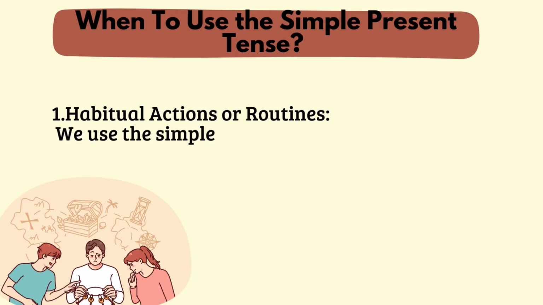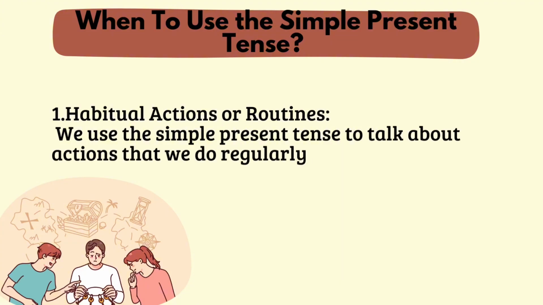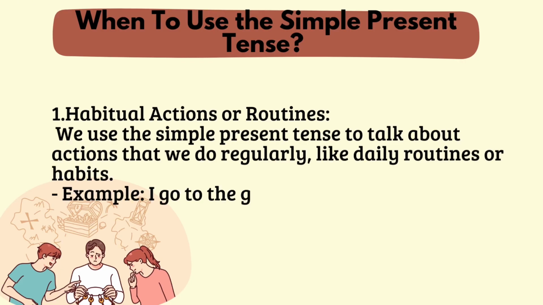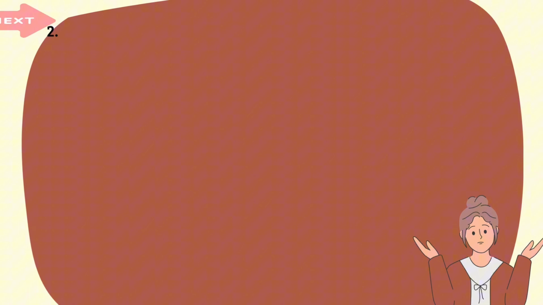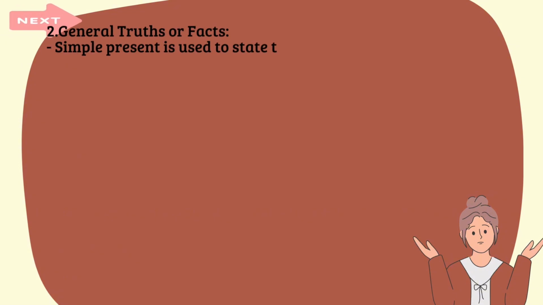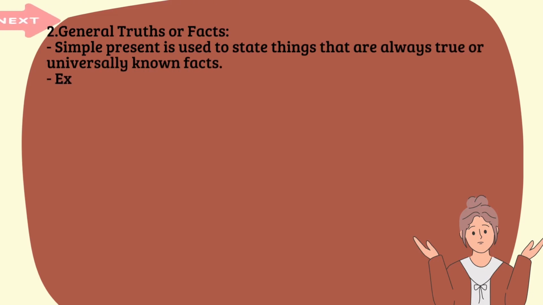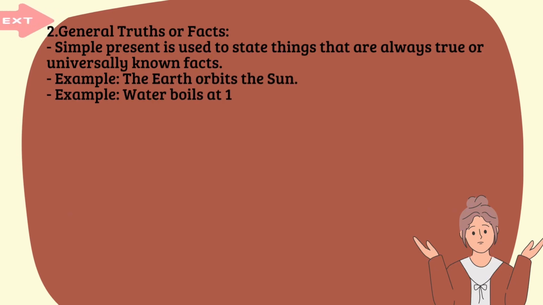For the first, habitual actions or routines. We use the simple present tense to talk about actions that we do regularly, like daily routines or habits. For example, I go to the gym every morning, and she eats lunch at noon every day. And the second, general truths or facts. Simple present is used to state things that are always true or universally known facts. For example, the earth orbits the sun, and water boils at 100 Celsius.